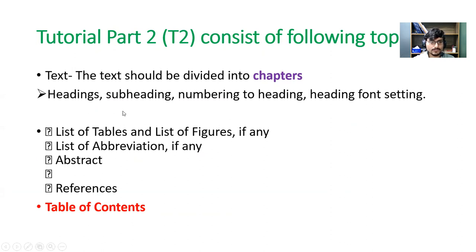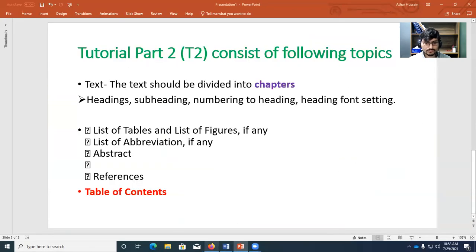headings and points. The first point is the main body of a thesis, and the second is the headings, subheadings, and the numbering of the headings, and then the list of table of contents. And the table of contents is the last topic, and we will make the table of contents at the end of the thesis.